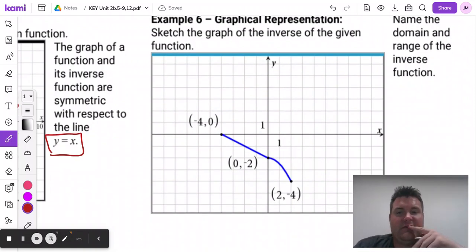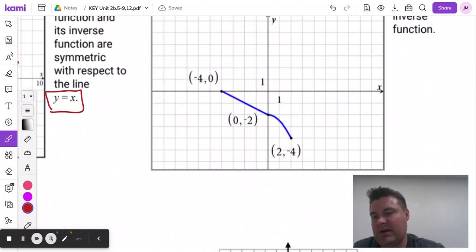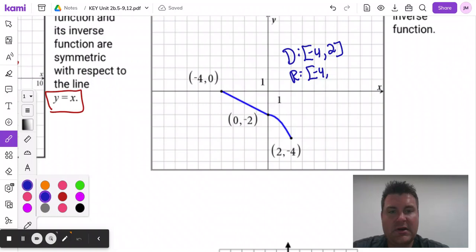So this one I want you to sketch the inverse and then name the domain and range of the inverse function real quick. I will talk about this function. Let's go blue here. The domain of this function right here is going to go from -4 until 2. Those are my input values. My range is going to go from -4 to 0.